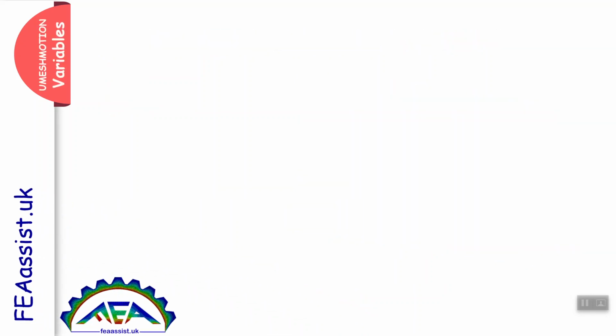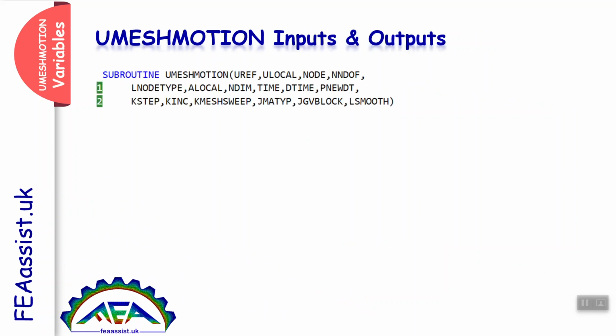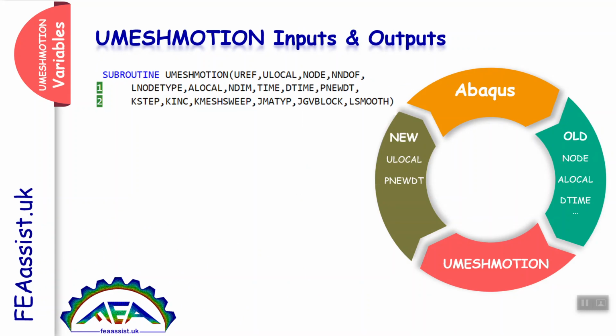UMESHMOTION variables. UMESHMOTION has some variables. Some of them are inputs. We need to get those inputs, process them, and export the results as output into Abaqus. In other words, Abaqus computes node positions, time, and variables. We need to get these variables, process them in UMESHMOTION, and compute the displacement or velocity of the nodes in X, Y, and Z direction and return these variables to Abaqus.